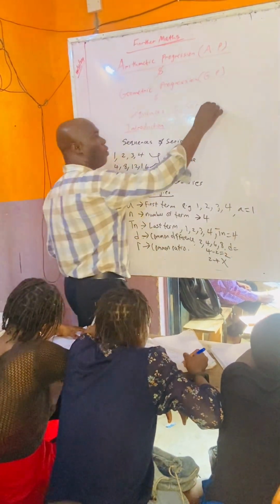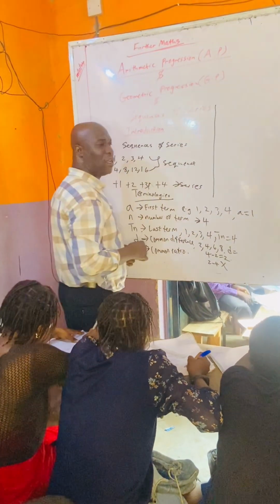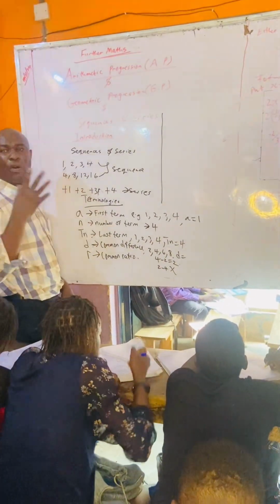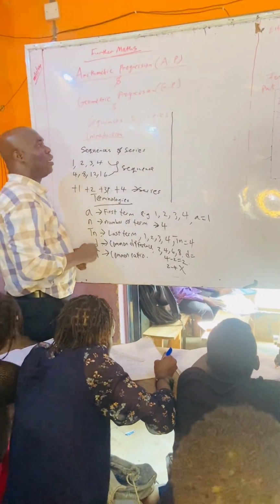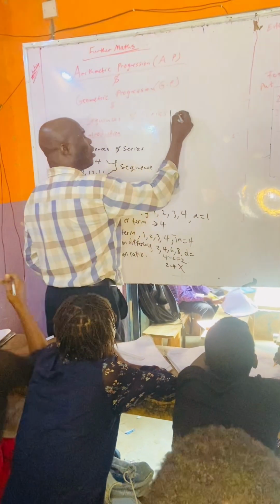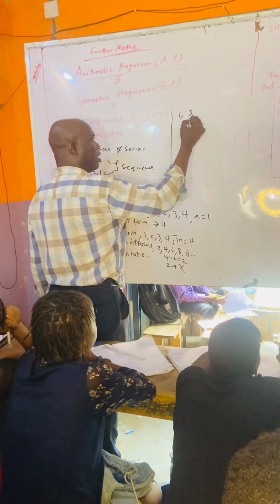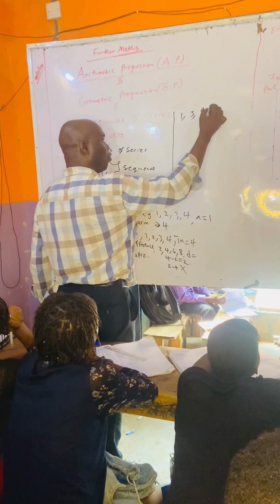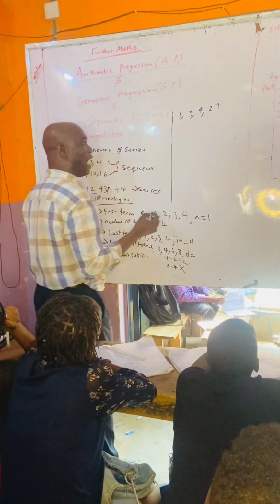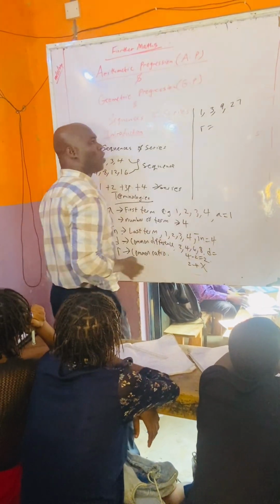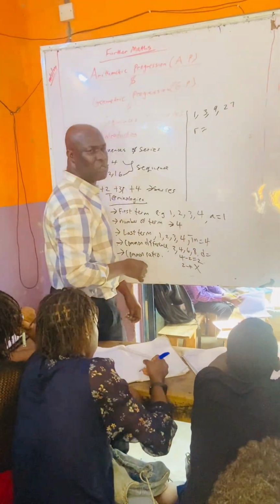And the way we calculate common difference is going to be different from the way we calculate common ratio. Like now, they gave us 1, 3, 9, 27, and they asked us to calculate the common ratio. So I need someone that is brilliant enough to tell me what it's going to be.